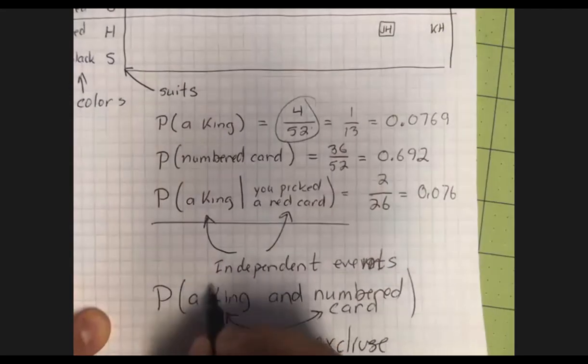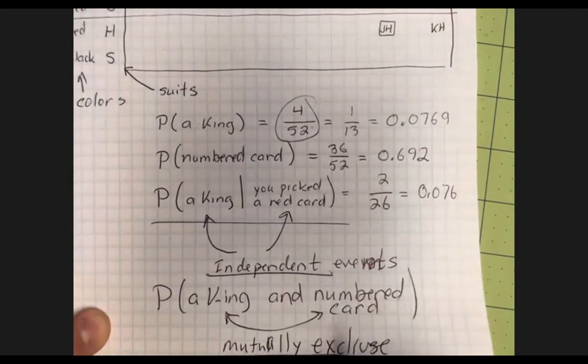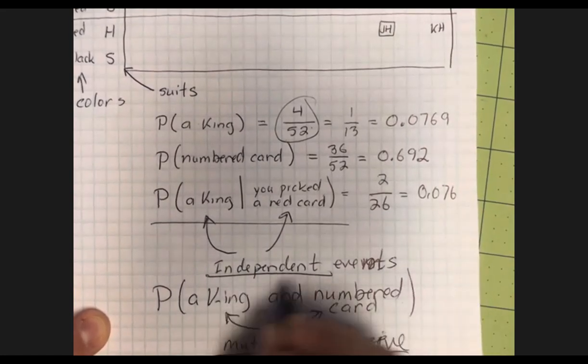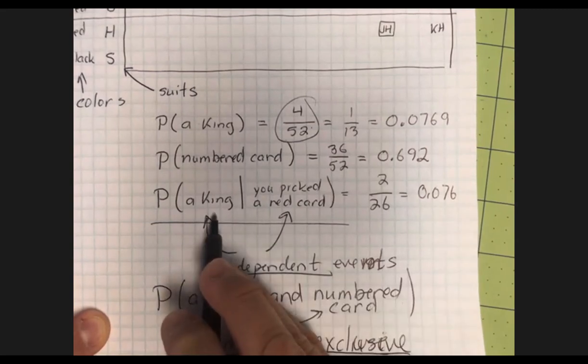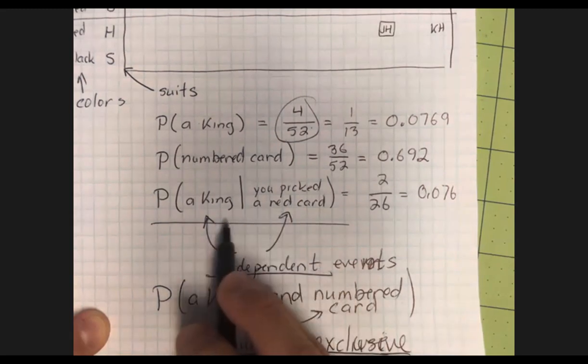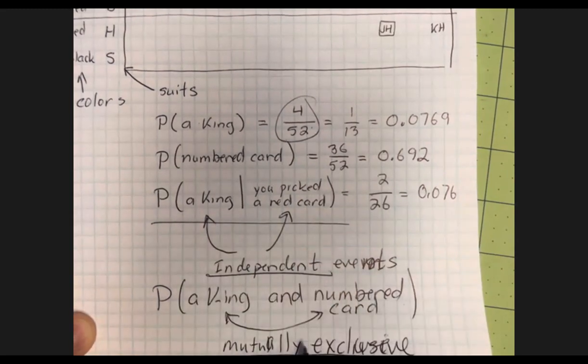So the words you're learning in these sections are, first, mutually exclusive, and independent. Independent means the probability of one does not affect the probability of the other. Mutually exclusive means it's impossible for them to happen at the same time.